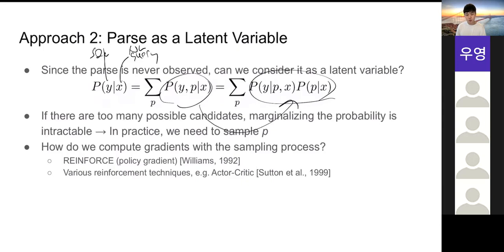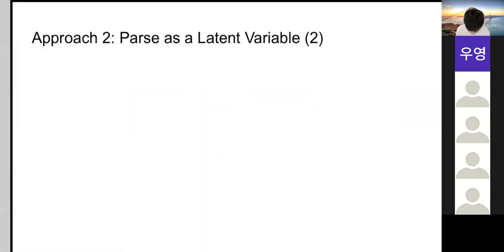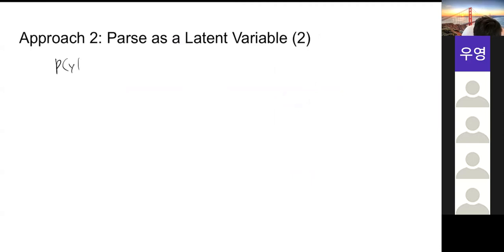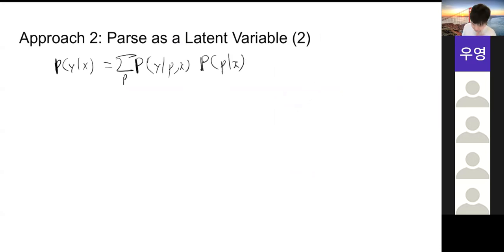once we have trained the model, it's quite straightforward, so I'll write this down on the next page. So what was the equation? Again, P of Y given X is the summation of P of Y given p and X. This is big P, by the way. There are two different P's, hopefully you don't get confused. This is a probability. This piece, the small p, is the parse. P of p given X, right? And small p.